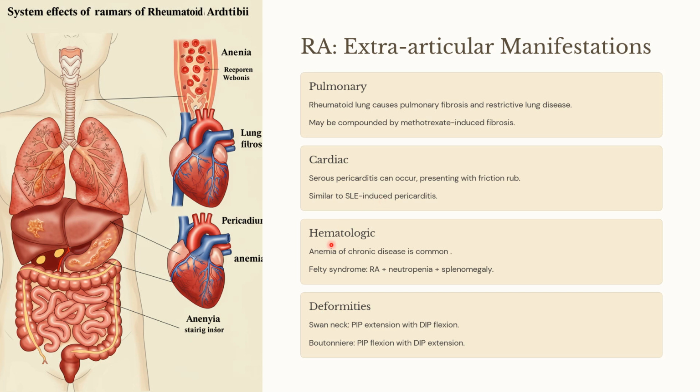Then any chronic disease like rheumatoid arthritis will result in anemia of chronic disease, so hematology will be involved. Then deformity, we know that it will result in swan neck. Swan neck is exactly like a swan, where there will be proximal interphalangeal joint extension and flexion of the DIP. Boutonniere is flexion of the PIP and extension of the DIP.